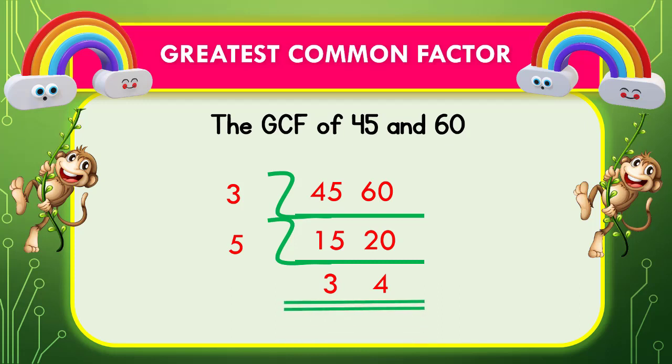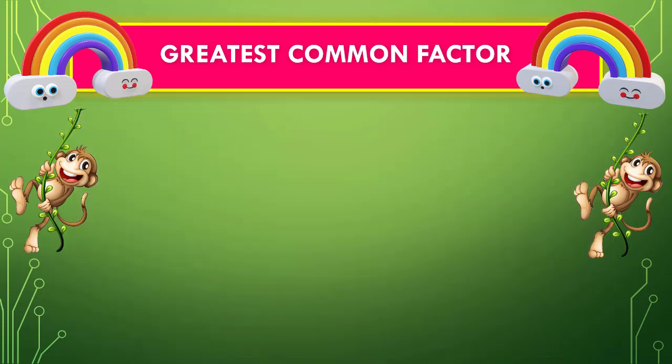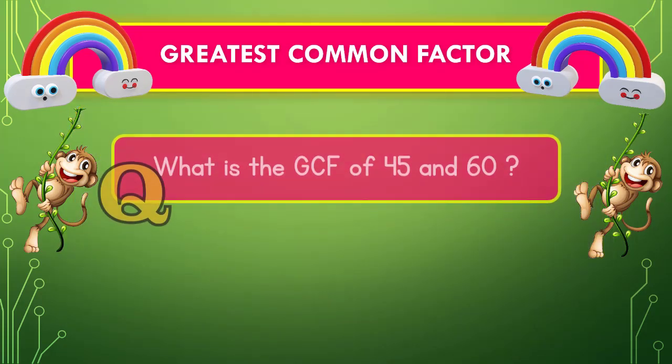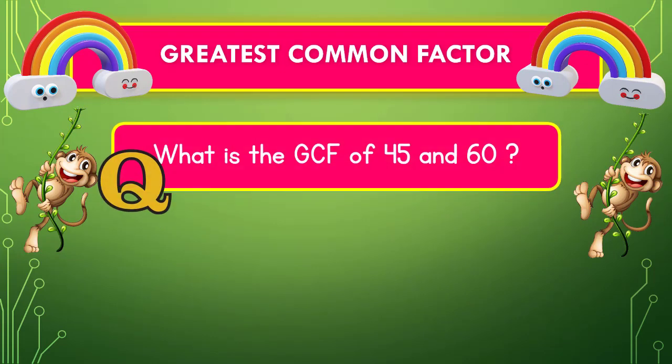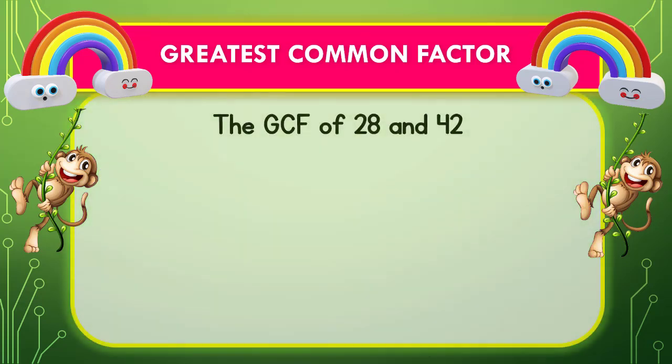So the greatest common factor of 45 and 60 is 3 times 5, or 15. What is the greatest common factor of 45 and 60? It is 15. Very good, students.